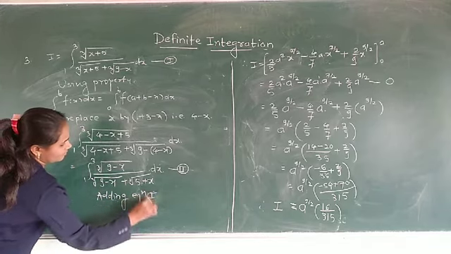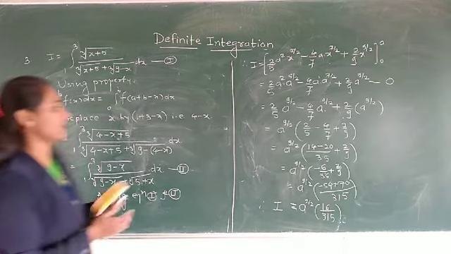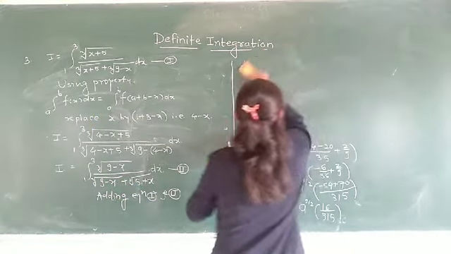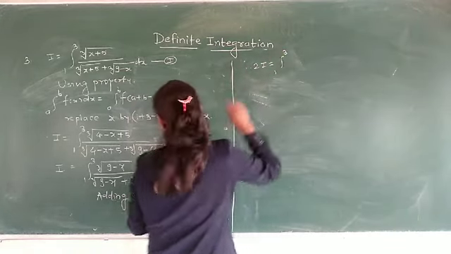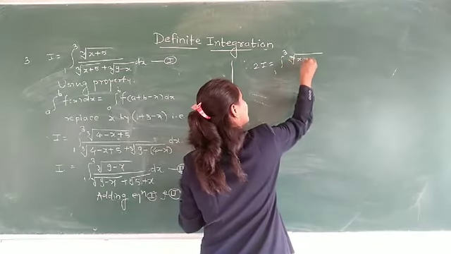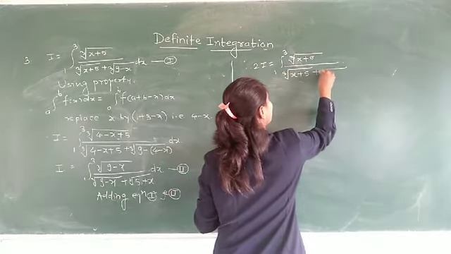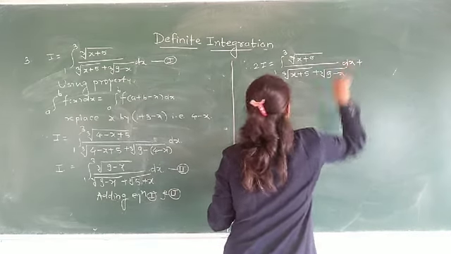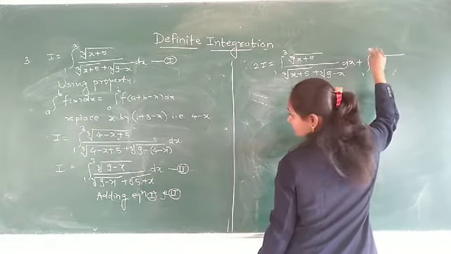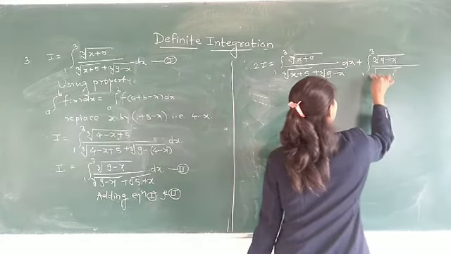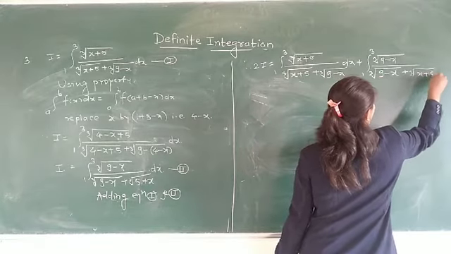Adding the first and second equations, on the left side we will get 2I. Therefore 2I is equal to the integration from 1 to 3 of cube root of (x plus 5) divided by cube root of (x plus 5) plus cube root of (9 minus x) dx, plus the second integration from 1 to 3 of cube root of (9 minus x) divided by cube root of (9 minus x) plus cube root of (x plus 5) dx.